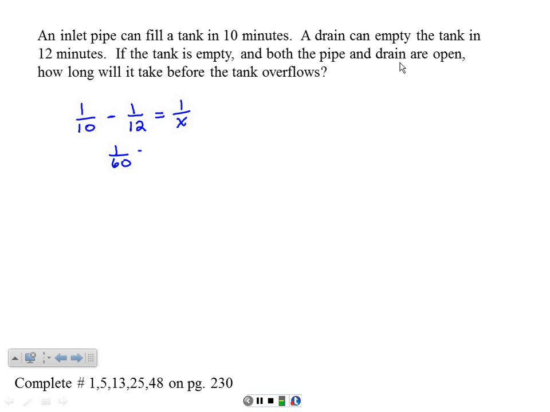And again, you don't want a negative number here, so if you come up with a negative number, just turn them around. And then we're going to cross multiply, and so we're going to get x is equal to 60 minutes, or 1 hour.